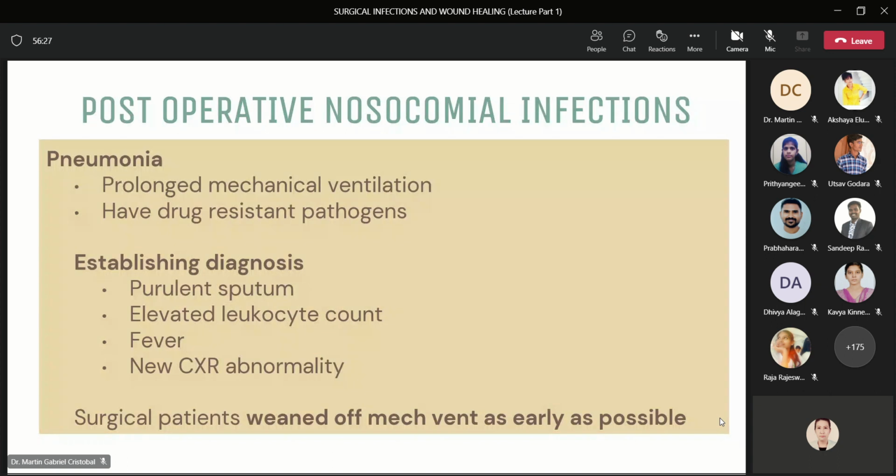Next is pneumonia. It is usually present in patients with prolonged mechanical ventilation. It presents with more severe disease and is more likely to involve drug-resistant pathogens. The presence of purulent sputum, elevated leukocyte count, fever, and a new chest x-ray abnormality establishes the diagnosis. The presence of clinical findings plus chest x-ray findings increases the likelihood of pneumonia, and surgical patients should be weaned off the mechanical ventilator as soon as possible.